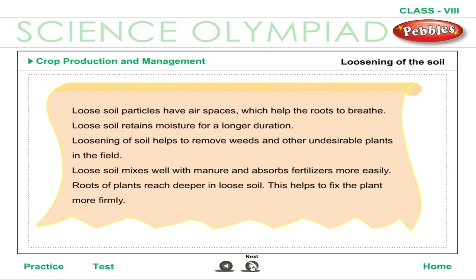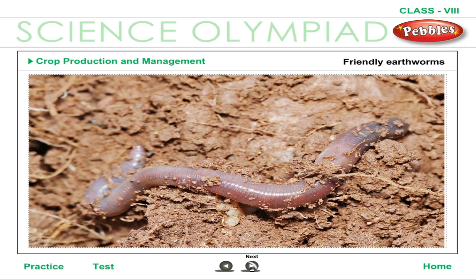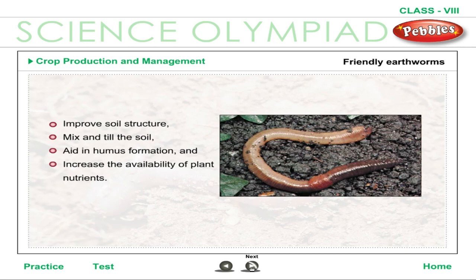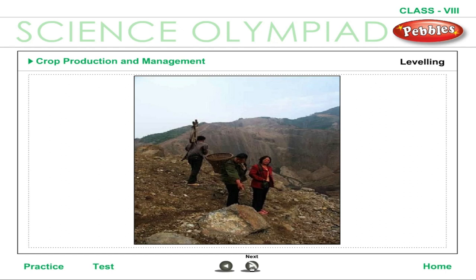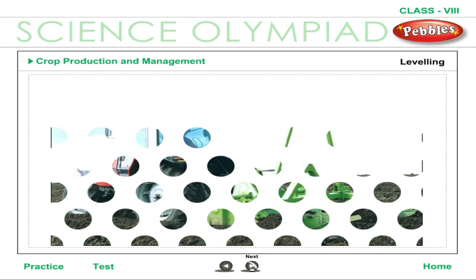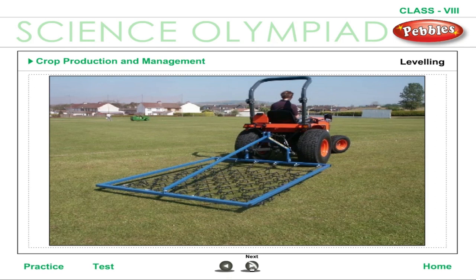Friendly earthworms. The activity of earthworms is important to farmers because they improve soil structure, mix and till the soil, aid in humus formation, and increase the availability of plant nutrients. Leveling. Tilled, ploughed soil may have big blocks of soil which need to be crushed. Therefore, after tilling, the soil needs to be leveled properly. Leveling of soil is done with the help of a wooden or iron leveler.